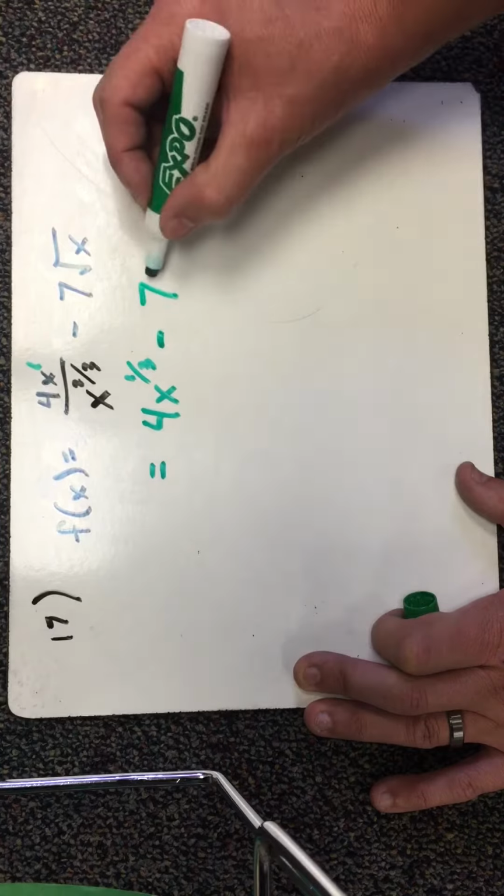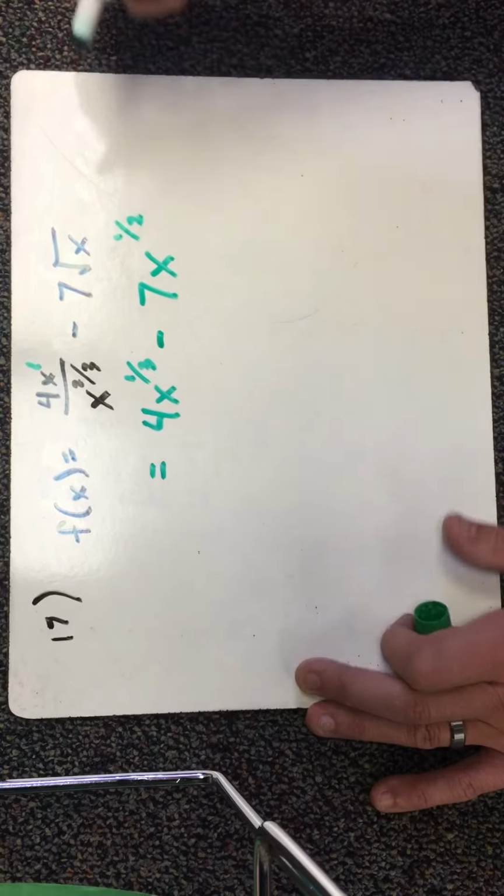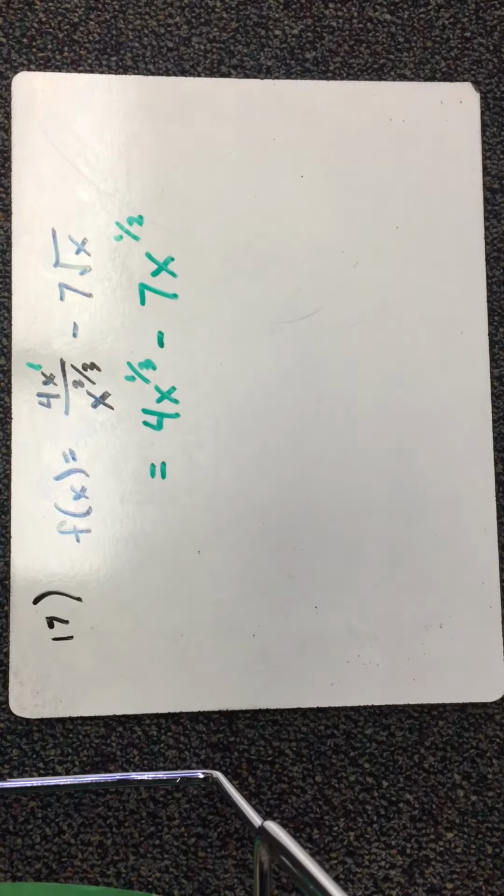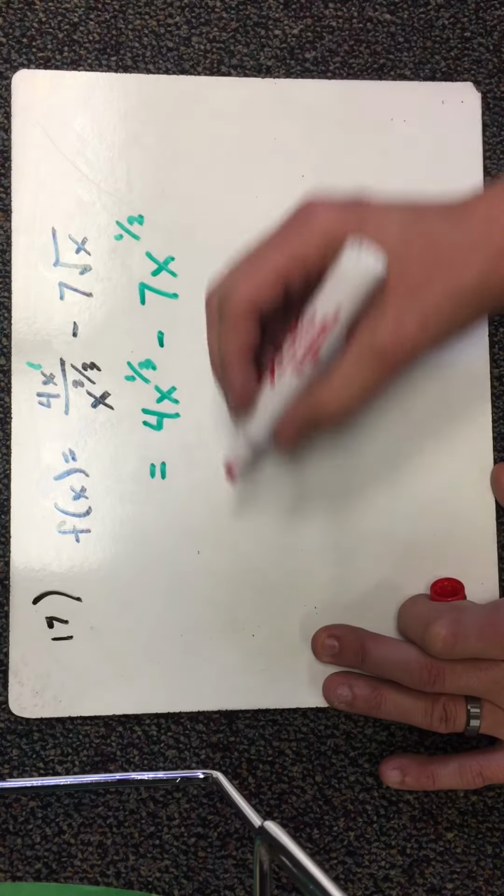This is the same as x to the 1/2 power. Radical is x to the 1/2 power. So now we're ready to take the derivative. So that was the original function simplified.